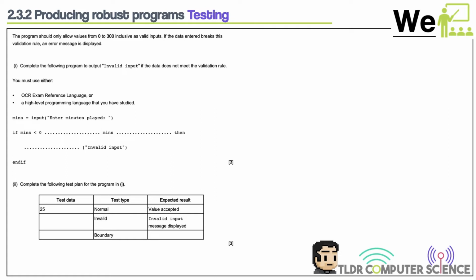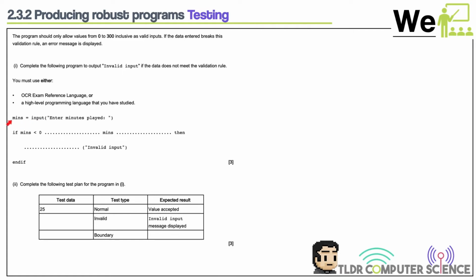Do you remember what kind of validation rule this is? When you're saying it's got to be between 0 and 300, between a range of values? That's right, it's a range check. Complete the following program to output invalid input if the data does not meet the validation rule. You must use either OCR exam reference language or a high-level programming language. And in this case, as before, we'll be using Python.